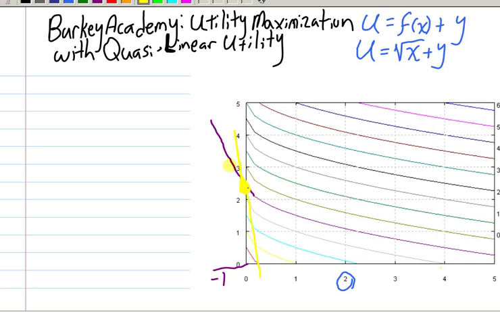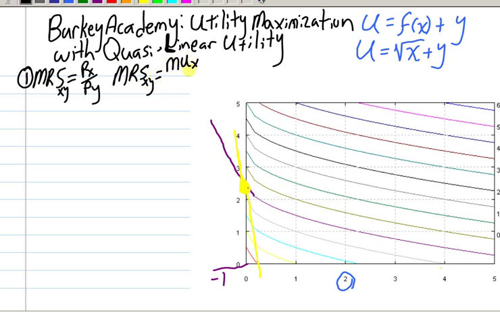Now, just like always, what we're going to want to do is set up two equations and two unknowns. And our two equations, when we maximize utility, are always looking at where the marginal rate of substitution, the slope of the indifference curve, equals the ratio of the prices. So marginal rate of substitution of X for Y. And keep in mind, where did we get that from? Well, the marginal rate of substitution of X for Y is the ratio of the marginal utility of X over the marginal utility of Y. Let's go ahead and find that first.